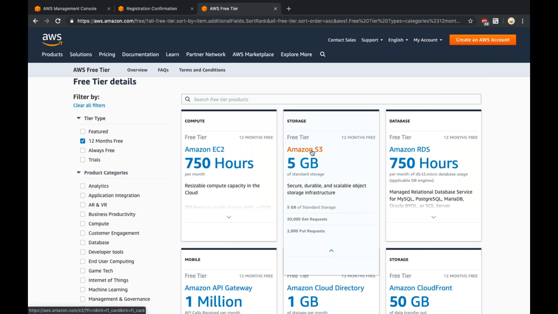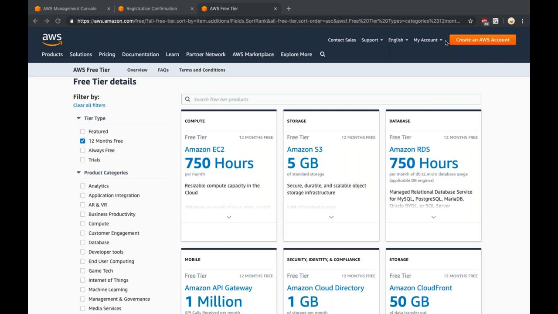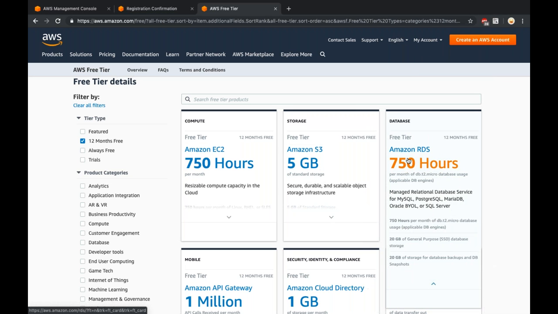Then here you have storage that is called S3. S3 again gives you 5 GB of storage per month with 20,000 GET requests and 2,000 PUT requests. So again, it's absolutely free here. You can create resources, you can dump whatever data you want, and you can try whatever you want.